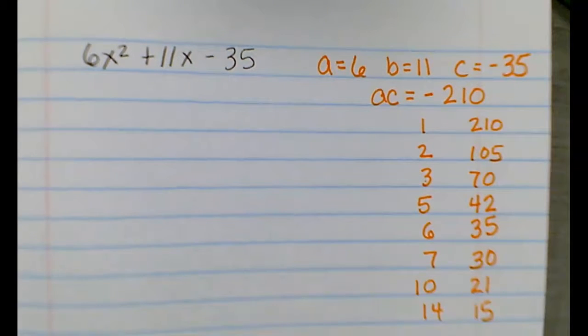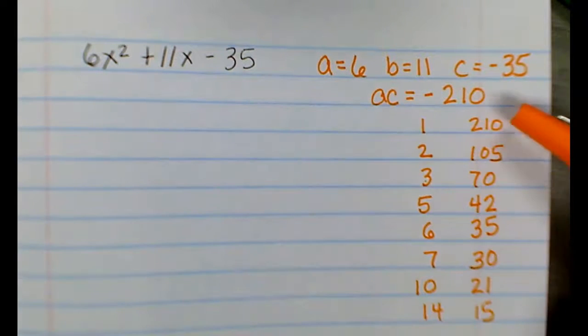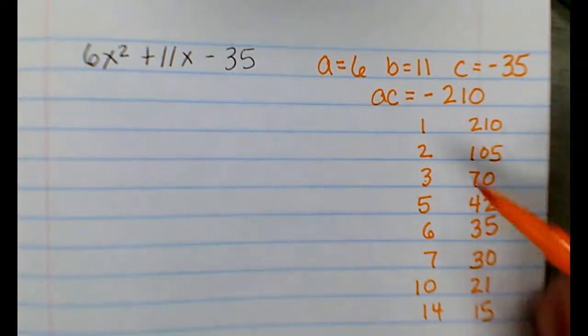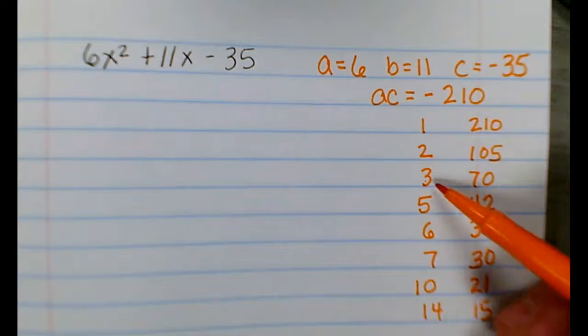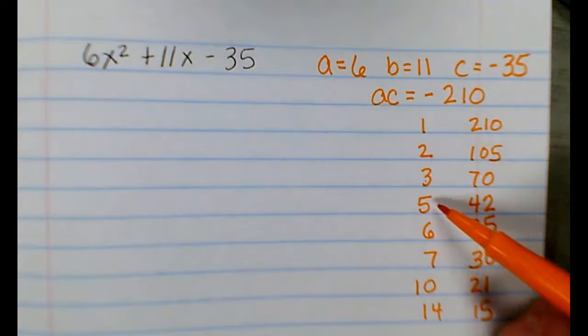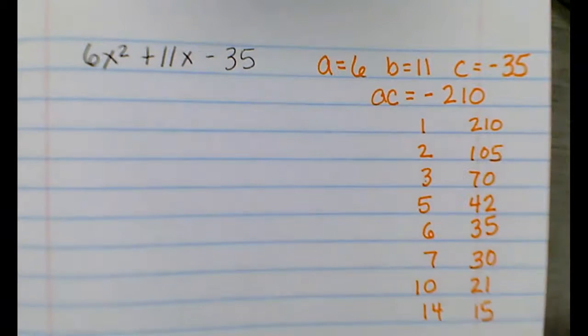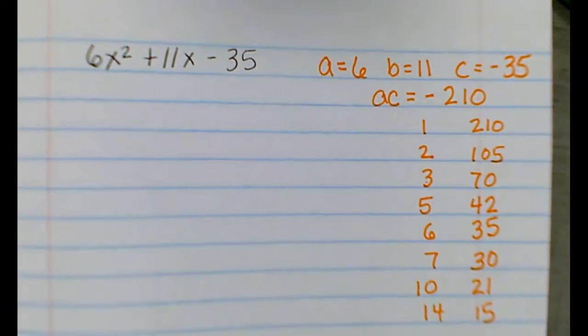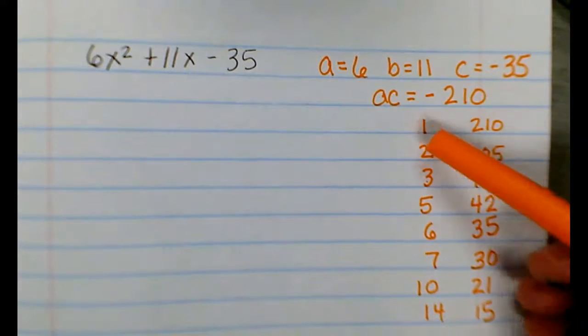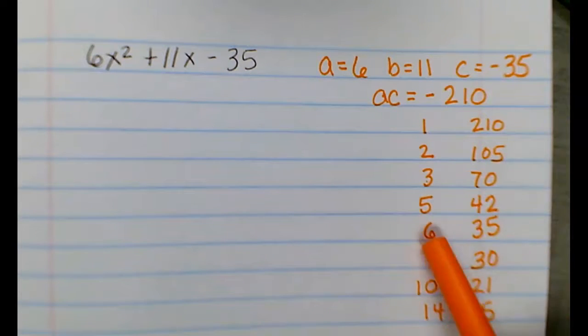What I did to figure these out ahead of time is I took the 210 and divided it by 1 and 2 and 3 and 4. When I divided by 4, I got a decimal number, so I want whole numbers. And 5 and 6. I did use a calculator to speed this up. So you can find the factors by taking this number and dividing, and if it comes out to be a whole number, it is a factor.